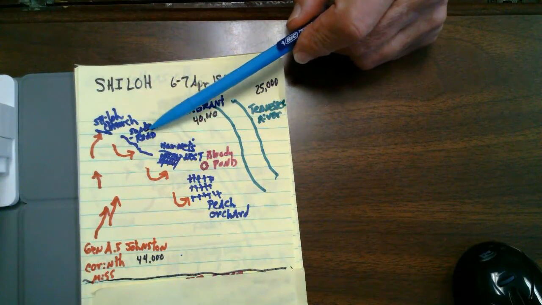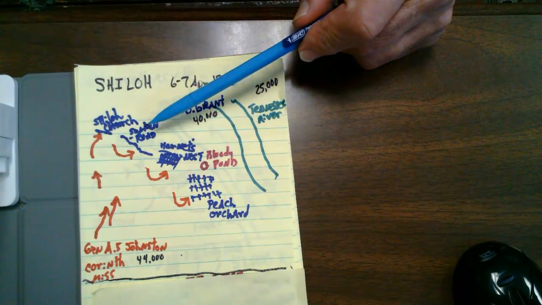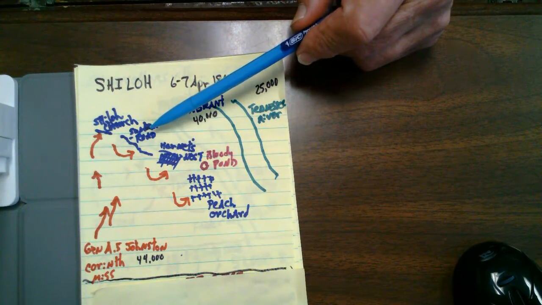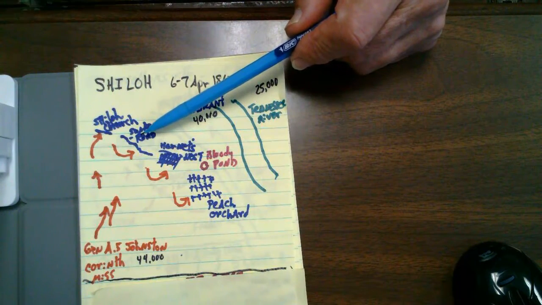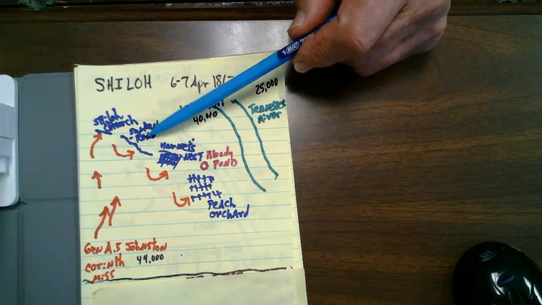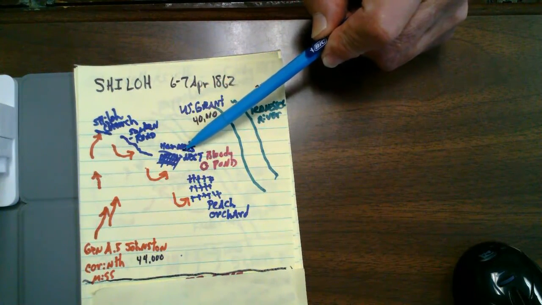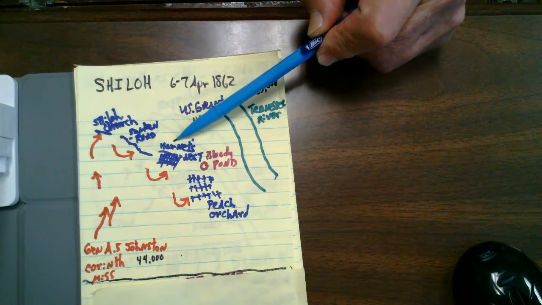And then there was another key terrain feature here, which was called the Sunken Road. So many wagons had traveled down this road for years that the road was sunk about 12 to 18 inches. And if we go a little bit further in this direction, there was a very dense wooded area there. You couldn't see 30 feet in front of you here, folks. It was called the Hornet's Nest.